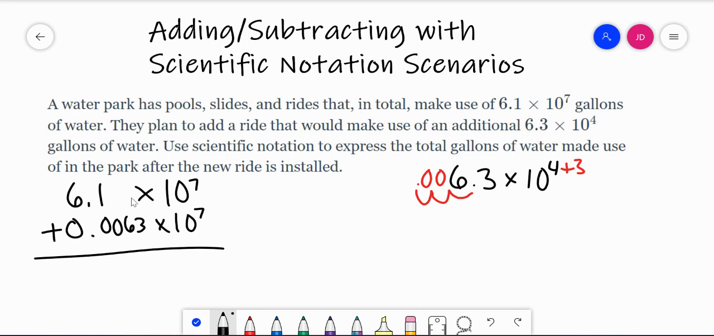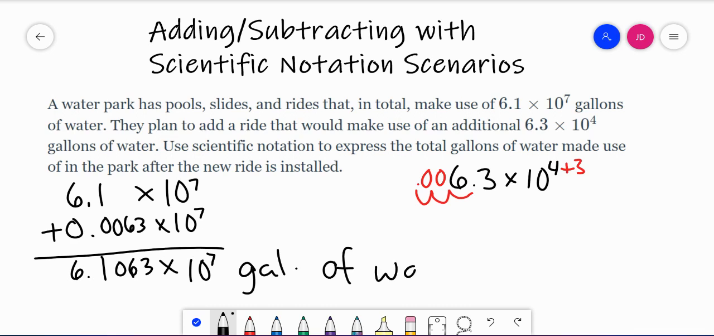These line up nicely, so I can just add them without using a calculator. 6.1063. And then remember, you keep the power of 10, which is 7. You don't combine those. In this case, our units are gallons of water, so it's good to know what units you're looking at. All right, so that was an addition problem.